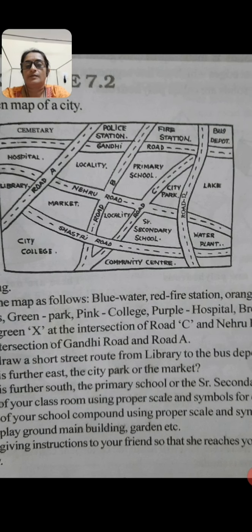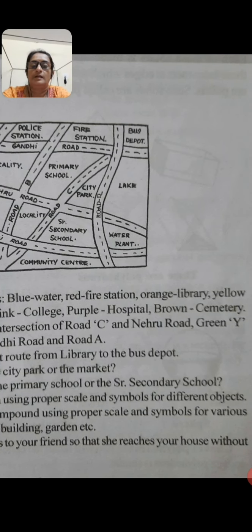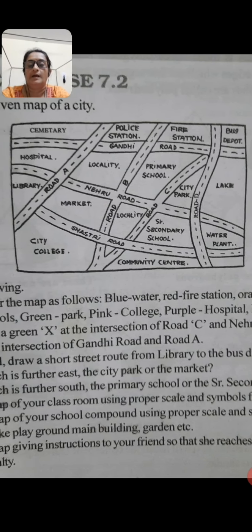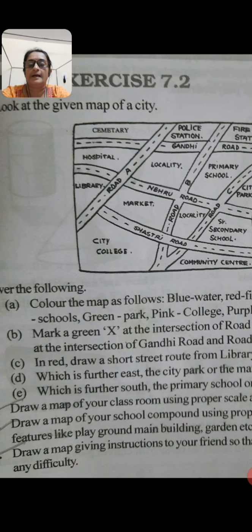Then fire station with red color, library with orange color. So like that all the colors and the places are given, accordingly you have to color them. The second question is given that you have to mark a green X.